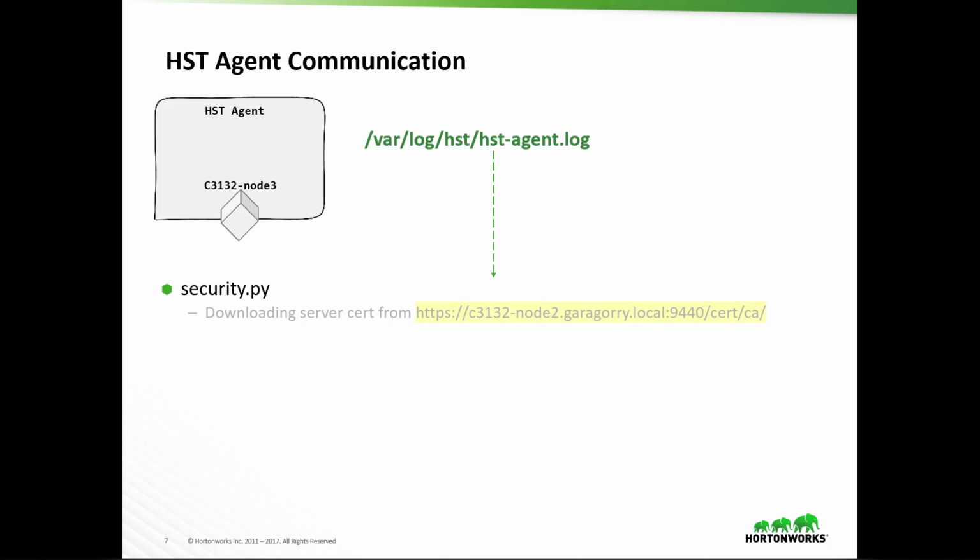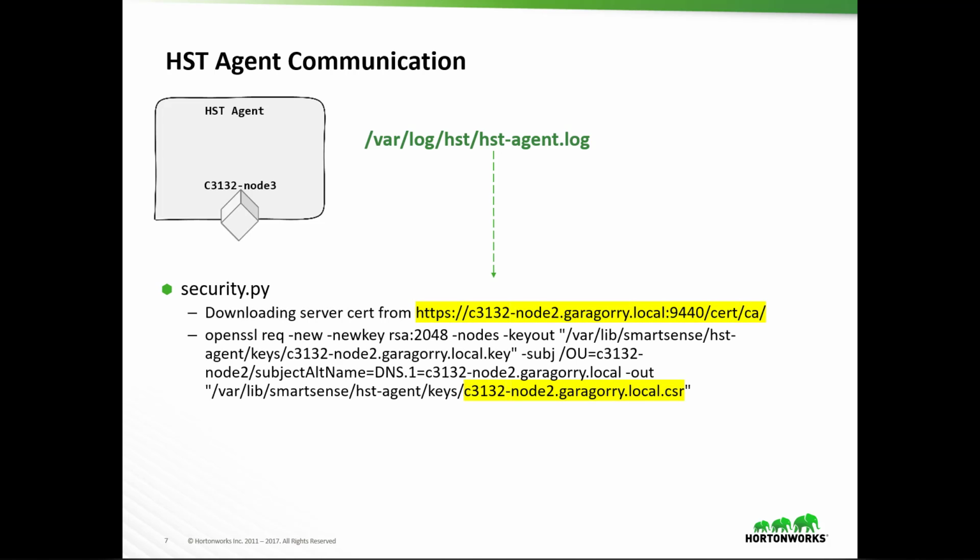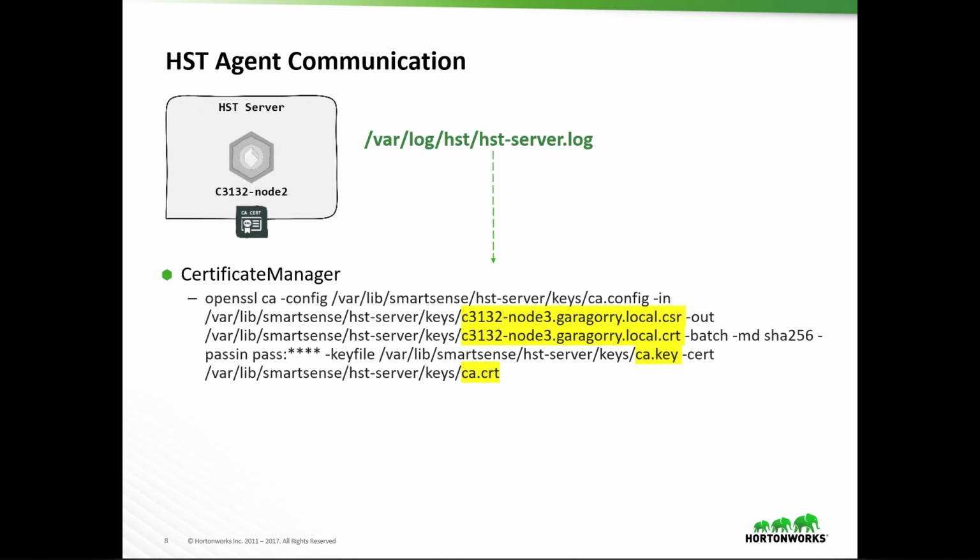Now, when the HST agents start, they will try to get a root certificate from the HST server and will send a certificate signing request to get signed by the certificate authority in the HST server. This behavior could be monitored in the agent log during the HST agent's start process. Once the HST agent sends the certificate signing request, the HST server will sign the agent certificate using the CA certificate and the private key.